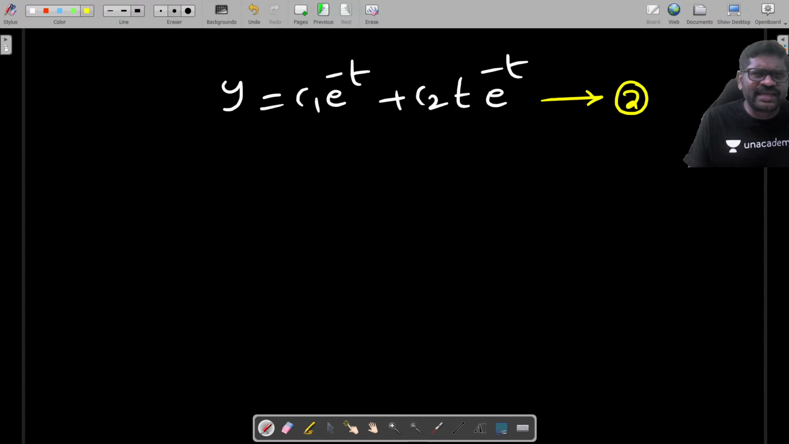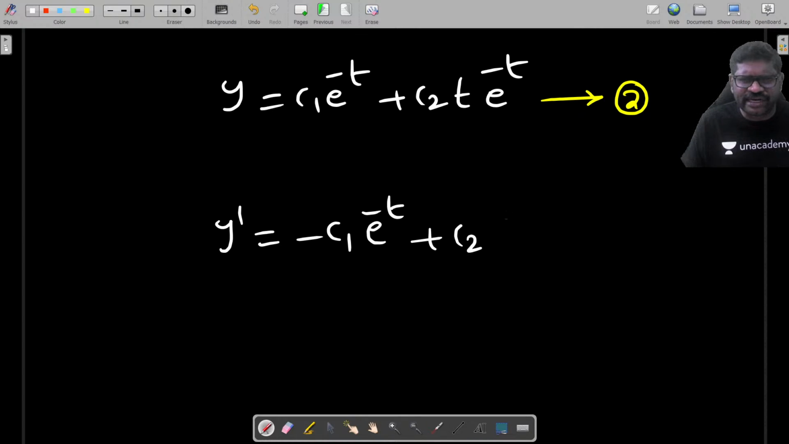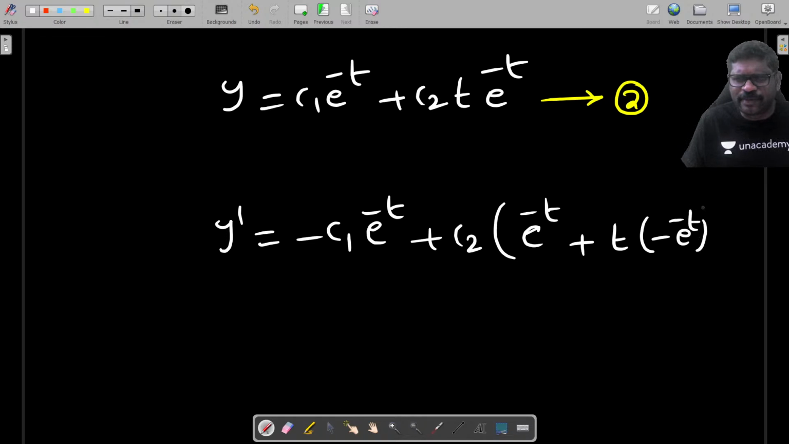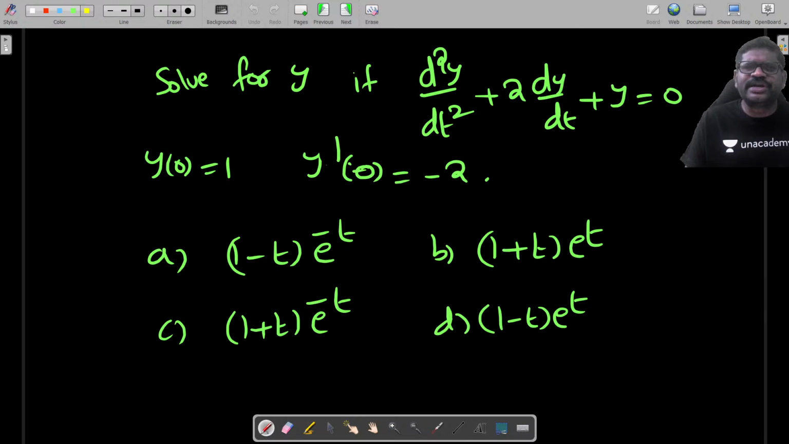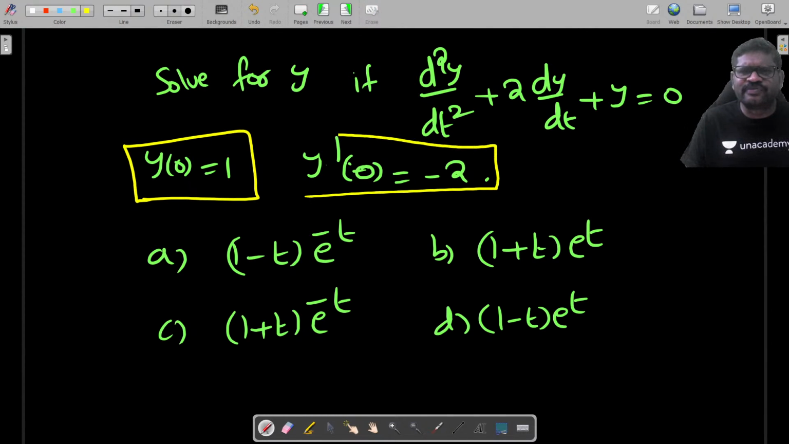Now differentiate y with respect to t. Y dash equal to minus c1 e power minus t plus c2 into e power minus t, differentiation of t is 1, plus t into minus e power minus t. Call it equation 3. Now in the data they have provided two boundary conditions: one is y of 0 equal to 1, another one is y dash of 0 equal to minus 2.